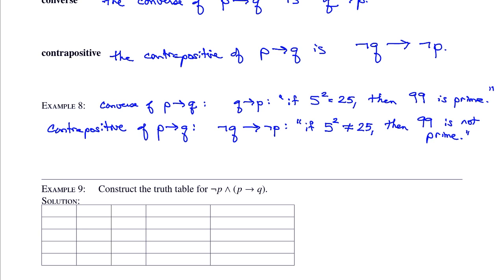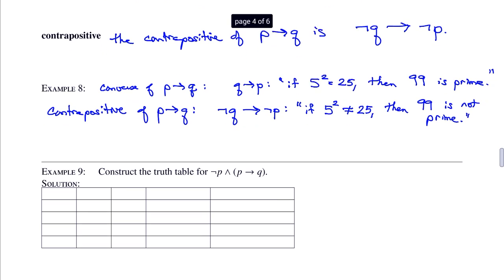Okay, so that's what you got to remember. Negation changes the truth value. Disjunction, or, is true when at least one of the statements is true. Conjunction, and, is true when they are all true. And then conditional is always true except for the one case where it's if true, then false. In that case, it's false. All right. What we're going to do next is we're going to build larger truth tables.